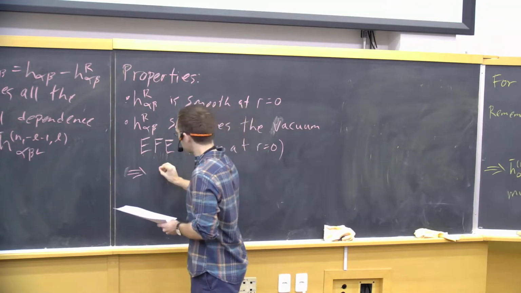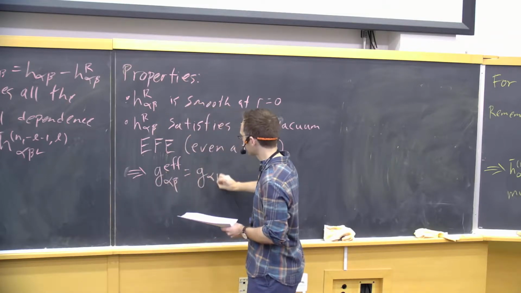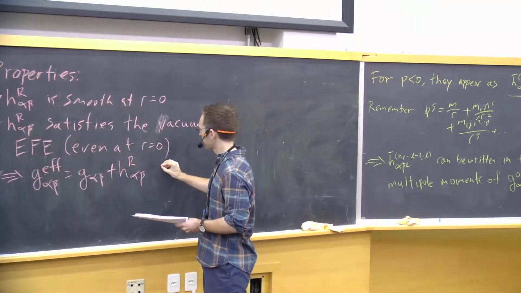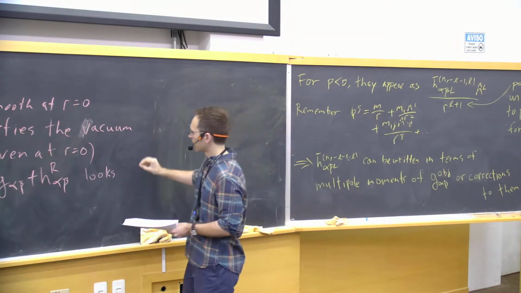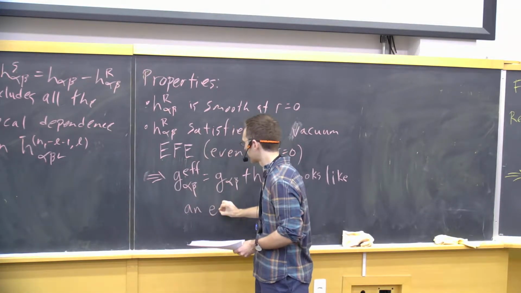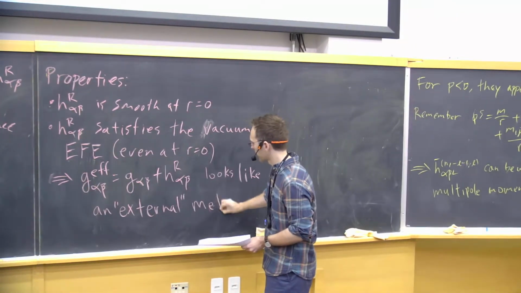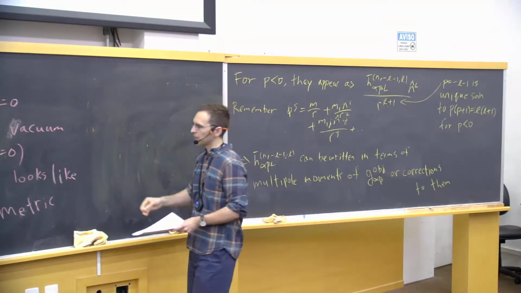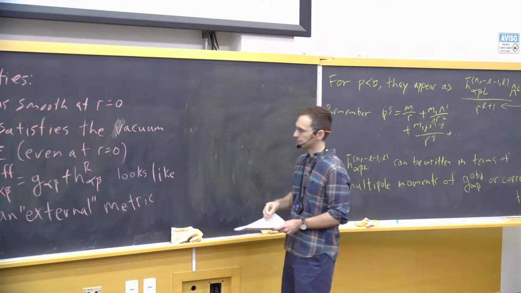What that means is we can think of an effective metric, which is the external background plus this HR, and from the perspective of the small object, if you're just sitting on the small object, this effective metric looks like an external metric. It could have been produced by anything outside of the object. And in a while, I'll identify some more properties of HR that make this more precise.